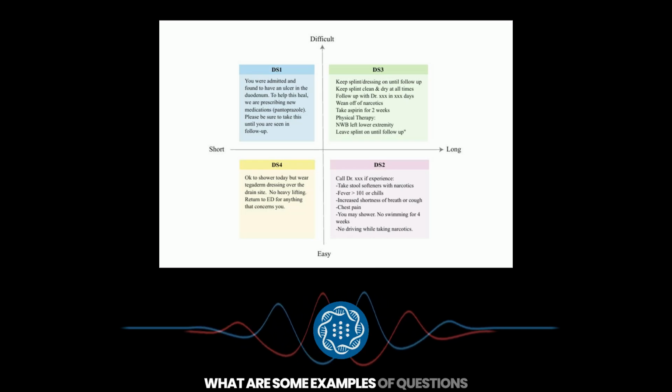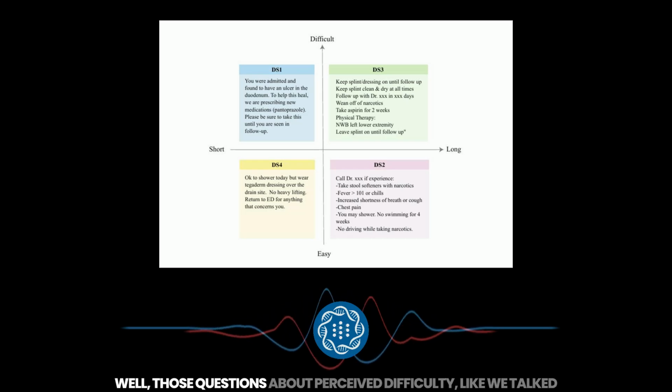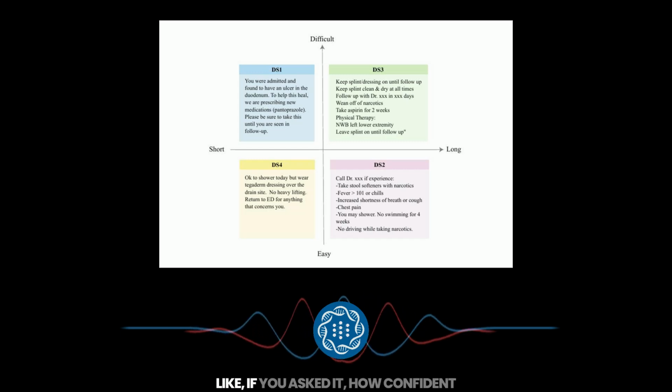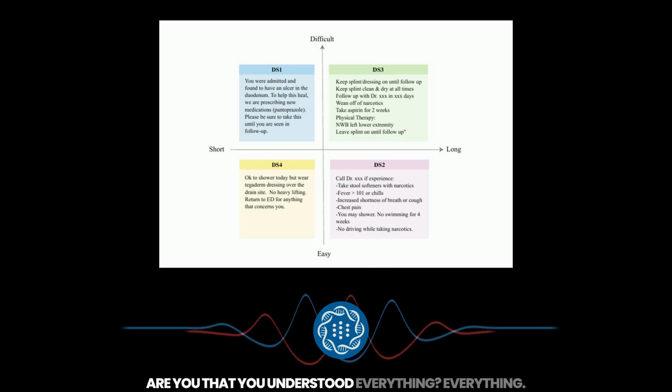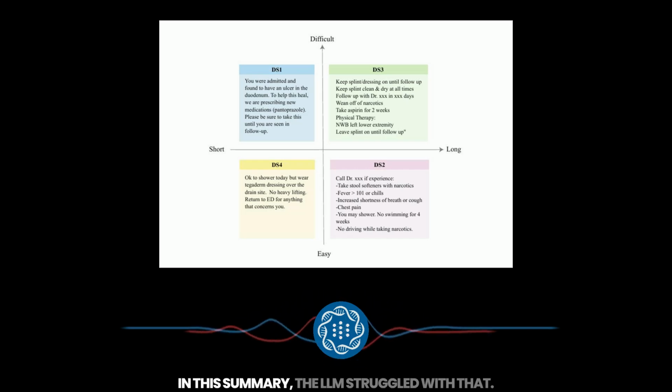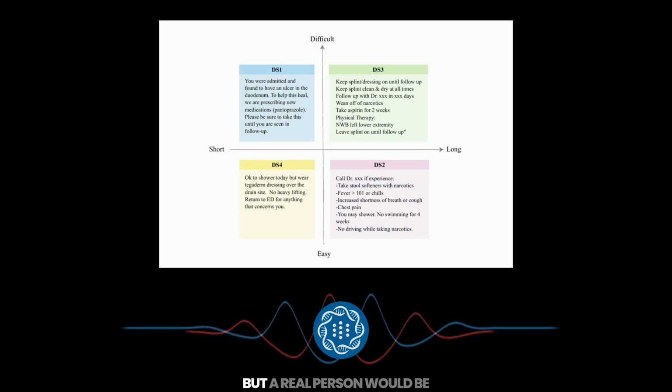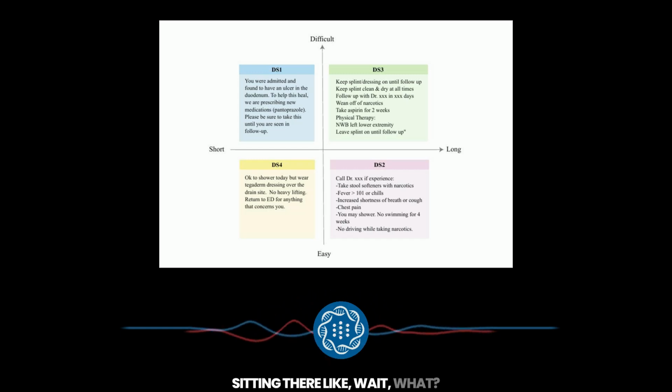Yeah. What are some examples of questions that really threw it off? Well, those questions about perceived difficulty, like we talked about before, were a big hurdle for it. Like if you asked it, how confident are you that you understood everything in this summary? The LLM struggled with that. So the LLM might say, oh yeah, totally got it. But a real person would be sitting there like, wait, what?